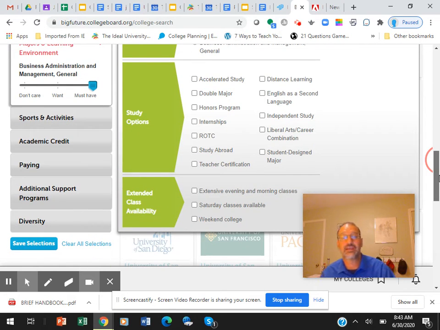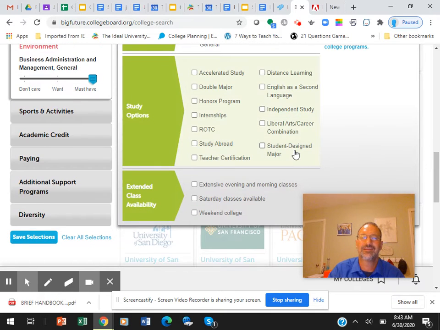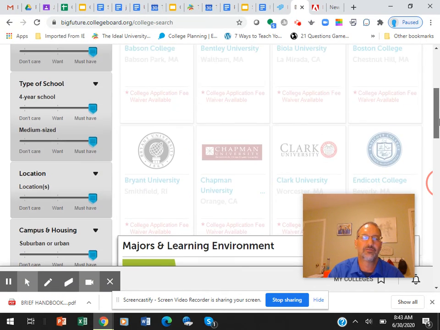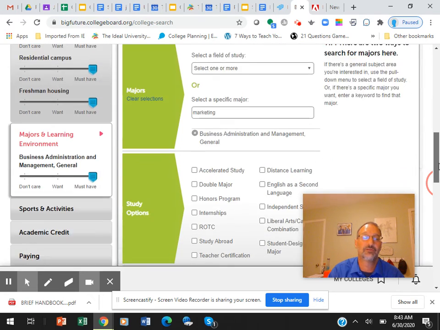If you want to make sure that they have internships, you know, schools have internships, you can click that. If you want something that's a student design major and that sounds interesting, you can do that. Okay. How many schools do we have now? You can go up here and look along the way. So 21 results so far.